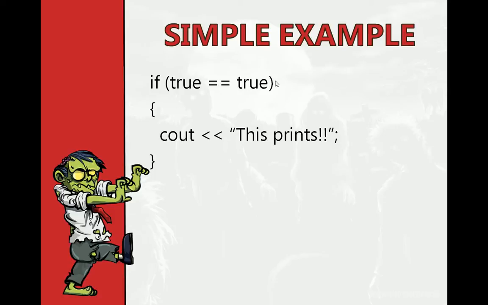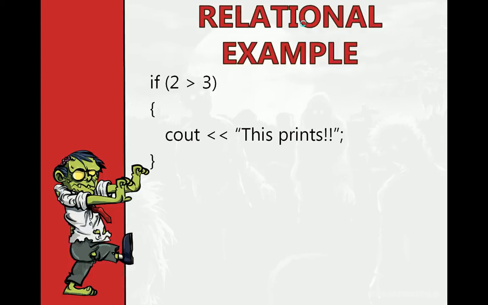Alright, here's a relational example. If 2 is greater than 3, then what we're going to do is cout this prints. Well, this is never going to print because 2 is never going to be greater than 3. So this block of code here will never execute, even if there's a million statements in it. You can have more than one statement, as many as you want, but this is never going to execute because 2 is never going to be greater than 3.